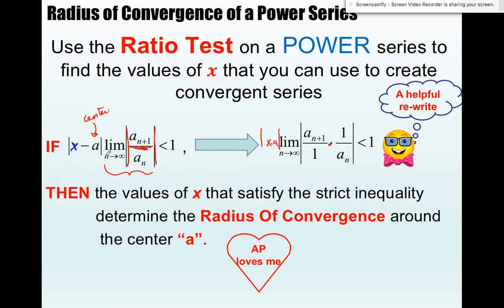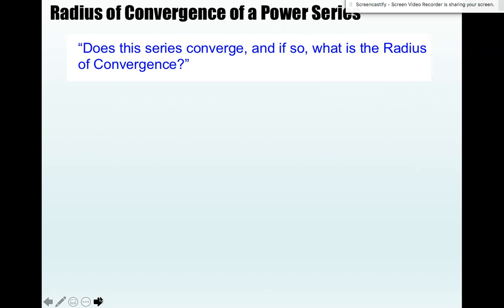So if you evaluate this limit, the values of x that satisfy the strict inequality determine the radius of convergence around the center A. AP loves the ratio test on a power series. So let's make sure that we give them what they love. So here's what the directions would look like.